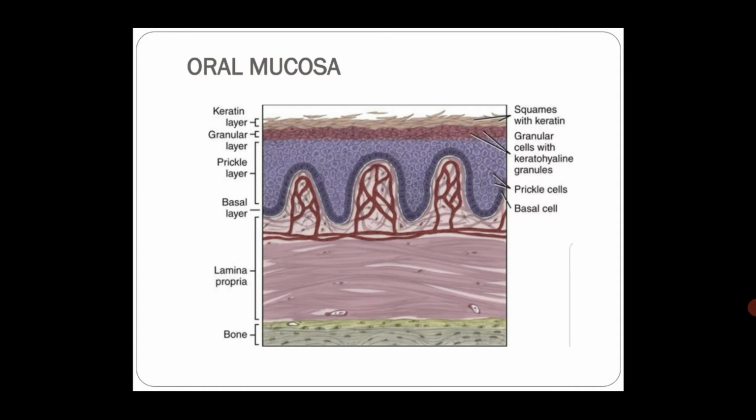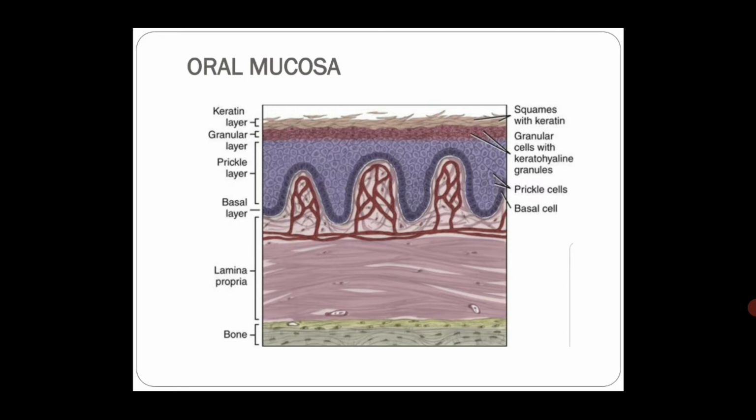As you can see in the picture here, you have got 4 layers of the epithelium. Starting from the base, we have the basal cell layer. The cells in this layer are cuboidal in shape and they have their nuclei directed towards the basement membrane, and they keep on dividing constantly, and that is how your oral mucosa grows.